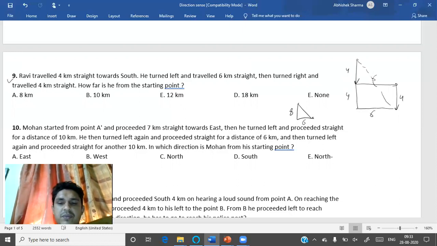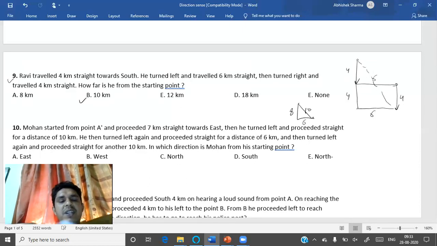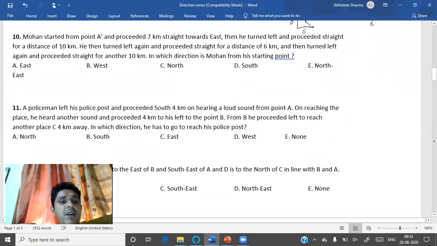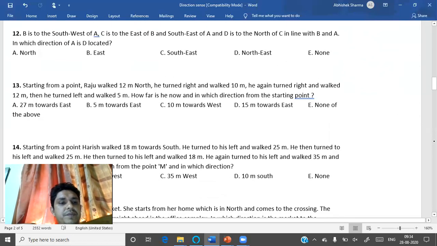Pythagoras theorem is: the square of base plus the square of perpendicular will be the square of hypotenuse. So the length of hypotenuse will be under root 8 square, that is 64, plus 6 square, that is 36. So this will simply be under root 100 and the answer will be 10. So the answer of this question will be 10 kilometers, right? Okay, let us take another question that I think needs to be done, right?